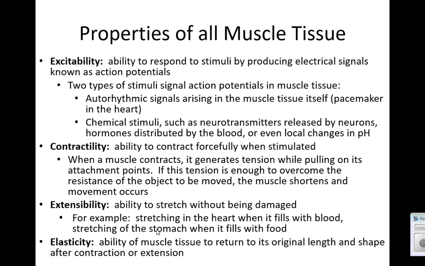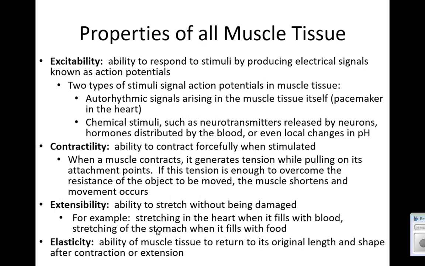Now, other chemical stimuli that can trigger muscles to contract would be hormones distributed in the blood, and we've talked about that before, or even local changes in pH. The second property is a unique property to muscle. And what it is is literally right there in the word.